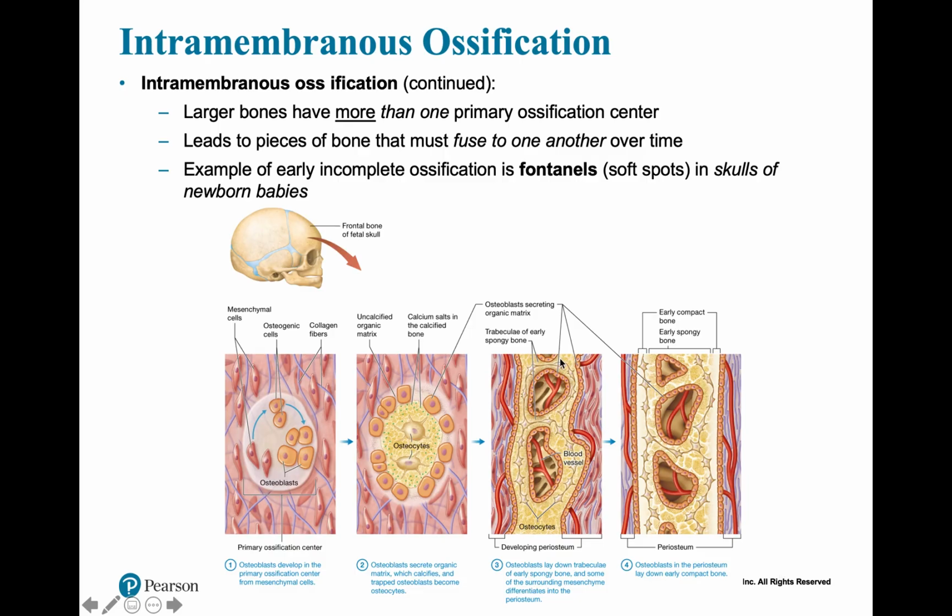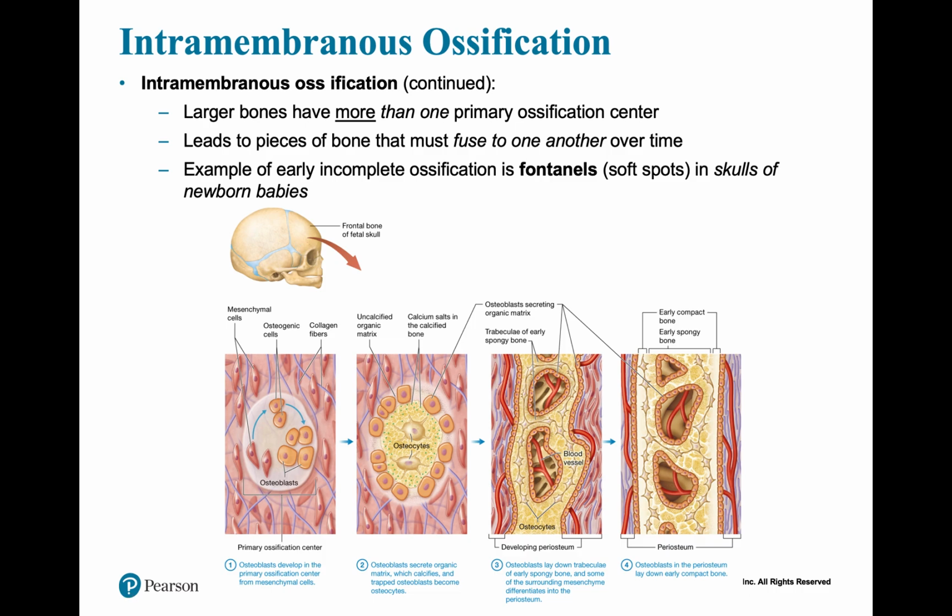Something I forgot to mention with intramembranous ossification is the fact that because there's only a primary ossification center, this leads to bones that have to be sutured together or fused together over time. So we have what's called soft spots or fontanelles in between the bones of the skull, because all of these bones develop via intramembranous ossification. And so we have these soft spots or fontanelles, and the reason for that is it serves a purpose.